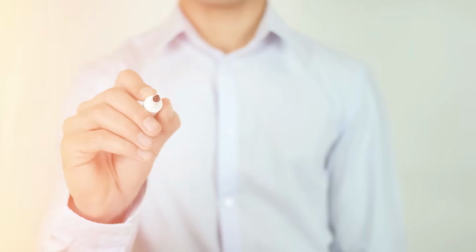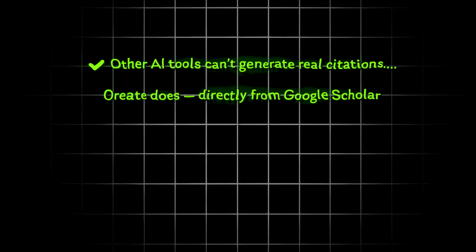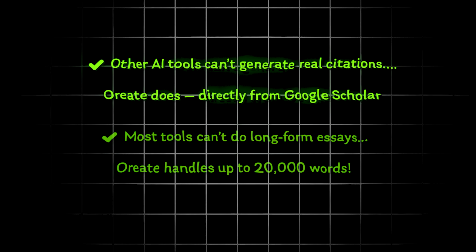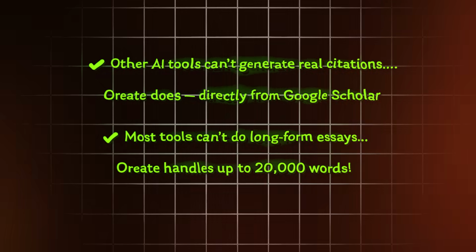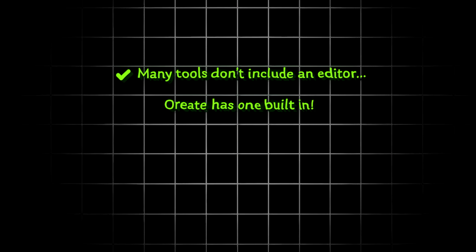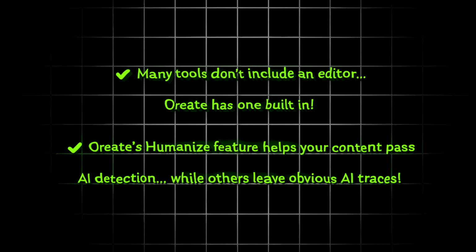Now let's talk competitive comparison. So why choose Oreate AI over other tools on the market? While other AI tools can't generate real citations, Oreate does directly from Google Scholar. Most tools can't do long-form essays. Oreate handles up to 20,000 words, and many tools don't include an editor, while Oreate has one built in. And most importantly, Oreate's Humanize feature helps your content pass AI detection, while others leave obvious AI traces behind.